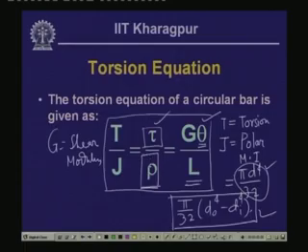So, these are the terms, and this is what is defined as the torsion equation, which is T by J equals tau by rho equals G theta by L, where all the terms have their usual meanings. This is what we have defined in the module.